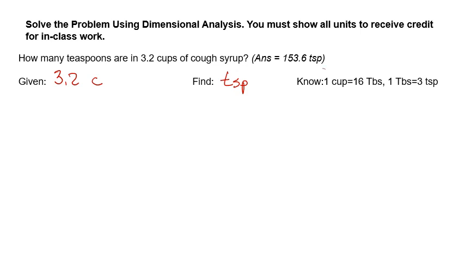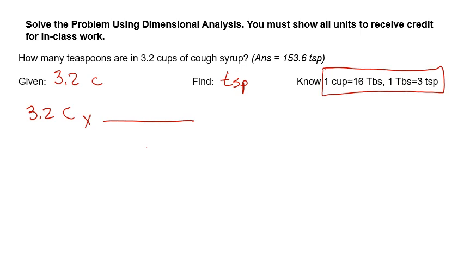And if you cook, you know these conversion factors, that 1 cup is the same as 16 tablespoons, and 1 tablespoon equals 3 teaspoons. So we're going to start off with our given, which is 3.2 cups. Unit cancellation says that we're going to bring the units down. So we're going to bring cups down, and we're going to go to tablespoons, TBS. 1 cup is the same thing as 16 tablespoons.